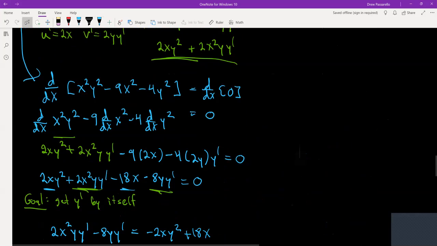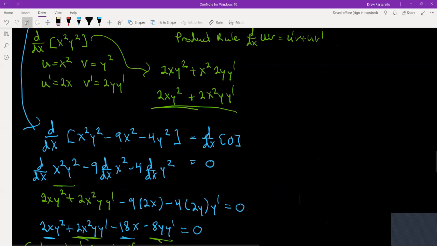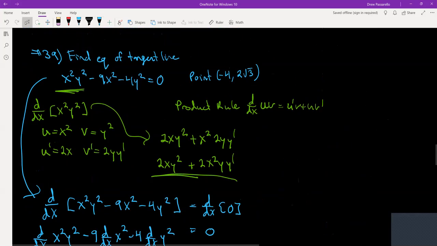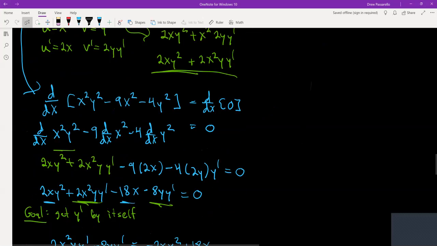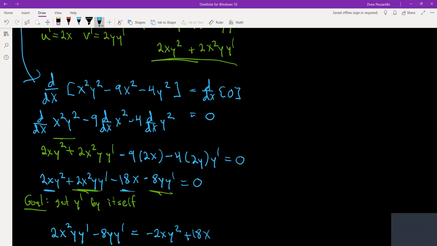The x squared y squared piece, that was what I tried to do first. And that was using the product rule, where u is x squared and v is y squared. And so our u prime v is 2x times y squared plus u times v prime. That's going to be x squared times 2y y prime. And I just put it as 2x squared y prime. All right, so that's what the green stuff is. And it was all written down correctly.